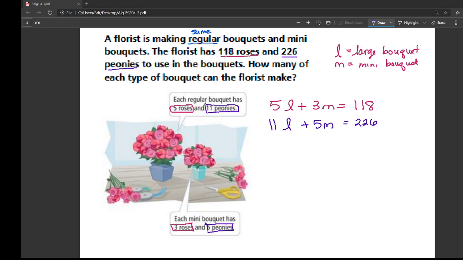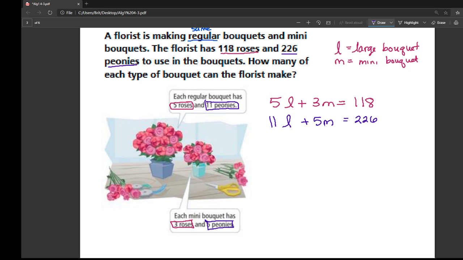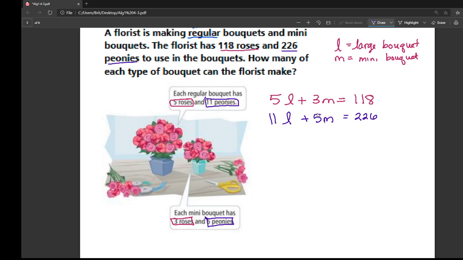Now with this elimination method, I need to make sure that both of my equations have the same coefficient in front of the same variable. So I can either try to eliminate the L by multiplying by 11 and 5, or I could try to eliminate the M by multiplying by 3 and 5. Alright, I'm going to try to keep the numbers smaller, so I'm going to eliminate M. My least common multiple for 3 and 5 is 15.